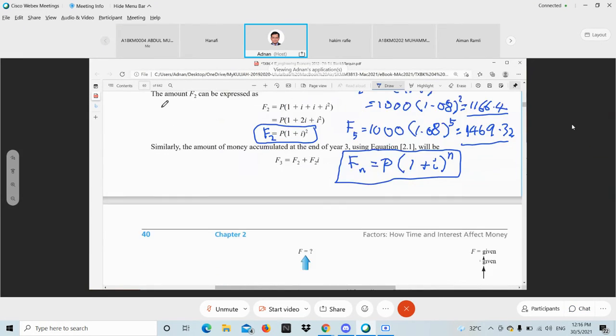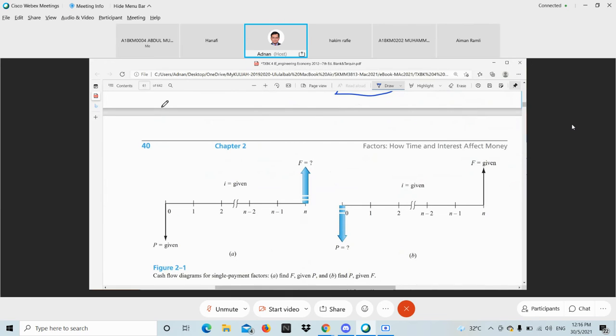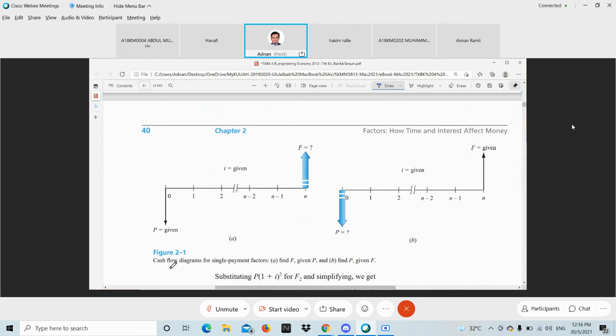Future value for the present value. So if we put this in terms of diagram, kita akan buat macam ni lah. Cash flow diagram for single payment value. Find F given P. And this anak panahnya ke bawah, sebab duit ni masuk dalam poket kita. So jadi dia ke bawah lah ni. So the future ke atas. So this biasa kita tulis macam ni.